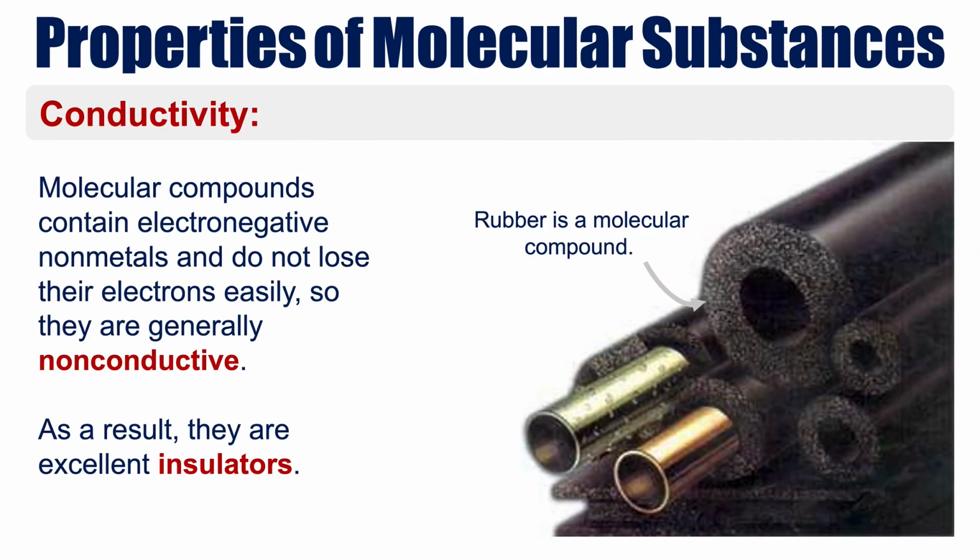All right, so next thing is molecular compounds contain nonmetals that do not lose their electrons easily. There's no ions involved, there's no charged particles that can move around freely. So as a result, we're going to classify them as generally being non-conductive. They're not generally going to conduct electricity. So as a result, they're good insulators. So for example, rubber is a molecular compound. A wire is going to be covered in rubber since it's going to be non-conductive.